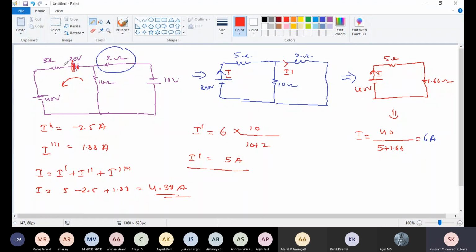I didn't solve for the 20 and 10 volt here because it's a simple one. The procedure is the same as what we saw in the previous example. And time is also over for this period. Next class we'll see the superposition theorem with dependent sources.